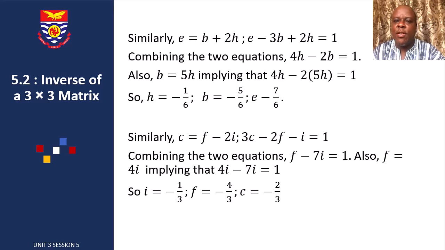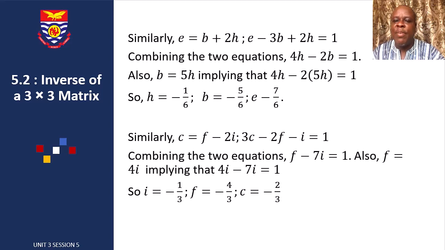E is equal to B plus 2A, and E minus 3B plus 2H is equal to 1. When we combine these two equations, we will have 4H minus 2B is equal to 1. But we know also that B is equal to 5H. And so by way of substitution, we have 4H minus 2(5H) is equal to 1.